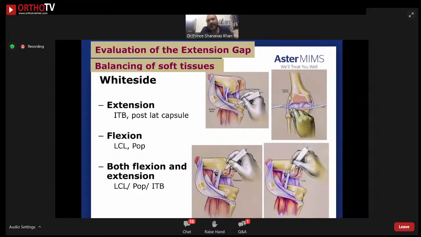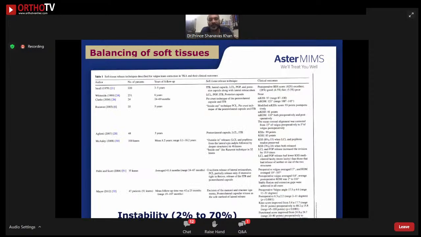the structures which are attached to the center of rotation of the knee, that is the transepicondylar axis of the femur, that is the structures attached to the lateral epicondyle, the LCL and popliteus tendon, are more important in flexion. So again, the structures attached near the lateral epicondyle of the femur are more important in flexion, or they are more contracted in flexion. The structures away from the lateral femoral epicondyle are more important in extension. So the ITB and the posterolateral capsule, which are attached to the tibia, are more contracted in extension.